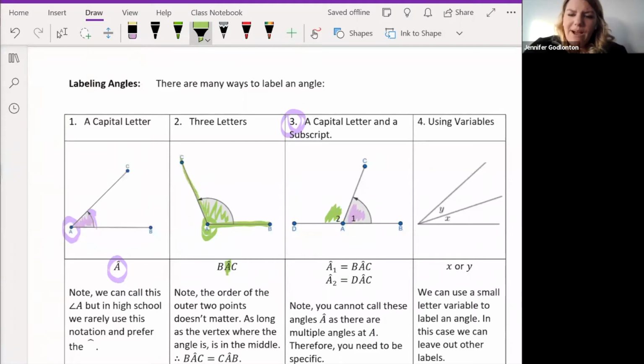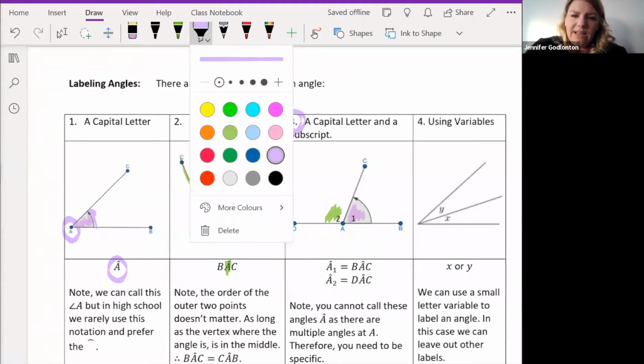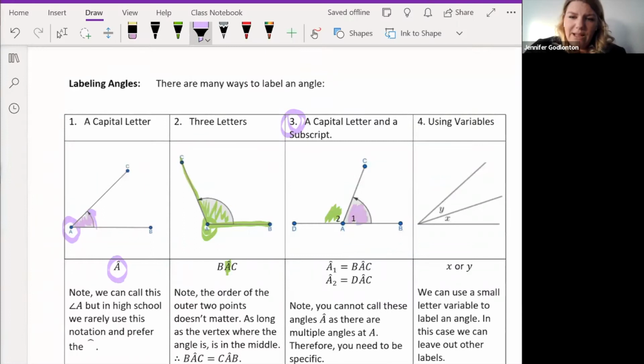So if I wanted this purple angle in number 3, I would say that A is the middle letter. So that's the angle I care about. And then I'm traveling from B to C. So that would be that inside angle. I'm allowed to change that around. I could also say that this is angle CAB, which means the same thing.